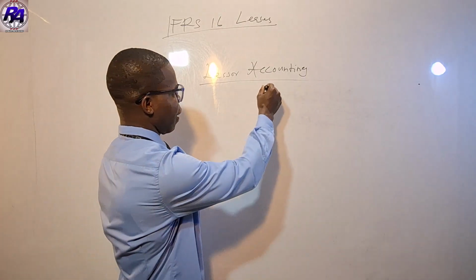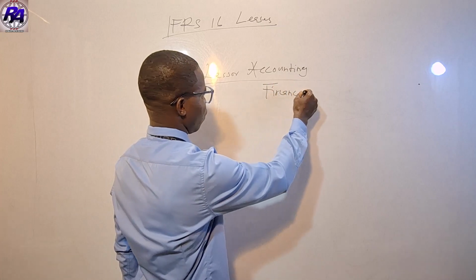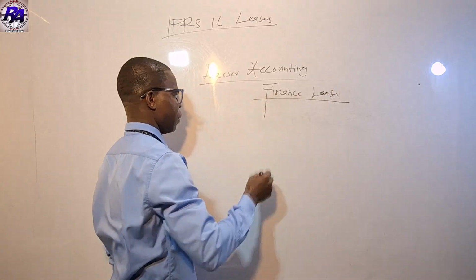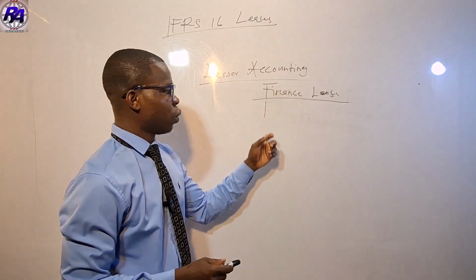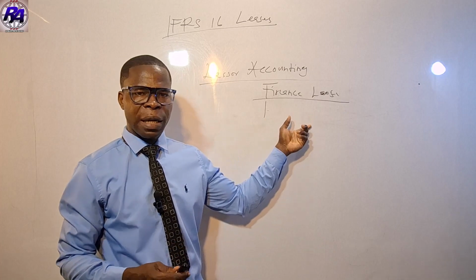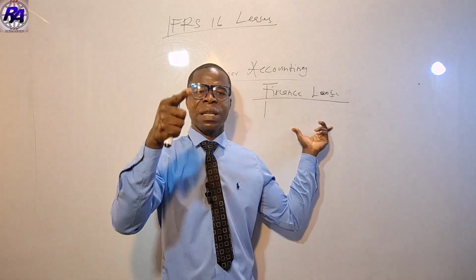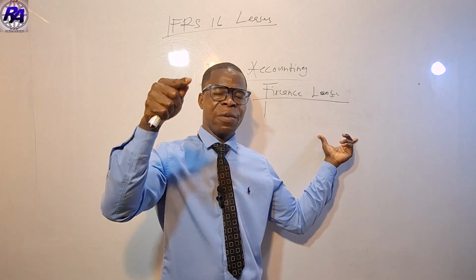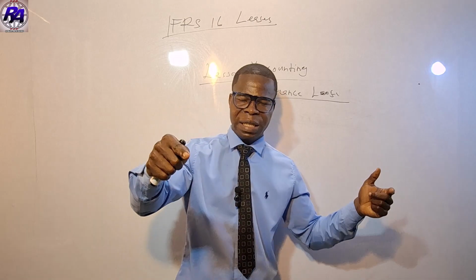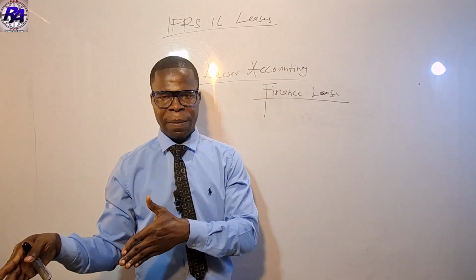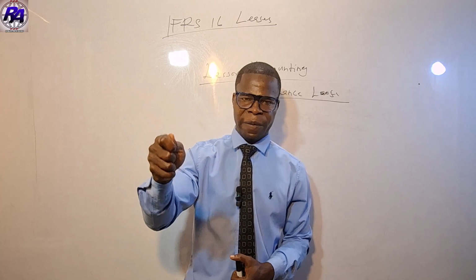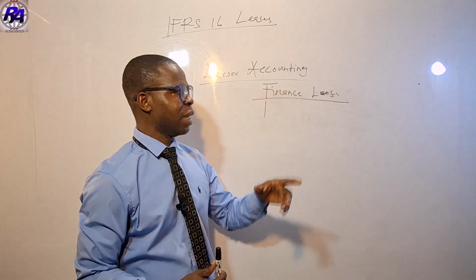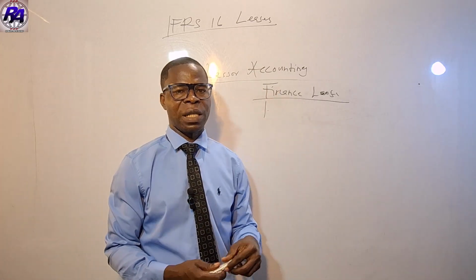So the 8 items that indicate that the lease contract is a finance lease. Number one has to do with when the underlying asset, in fact the lease asset, will be transferred. Ownership of the lease asset will be transferred to the lessee at the end of the lease term. When that happens, then we are saying that that particular lease contract is a finance lease.